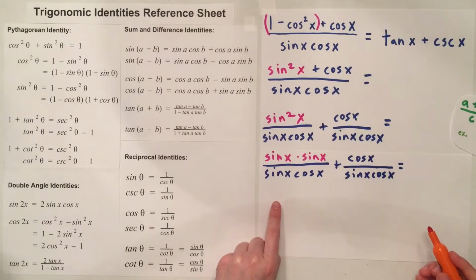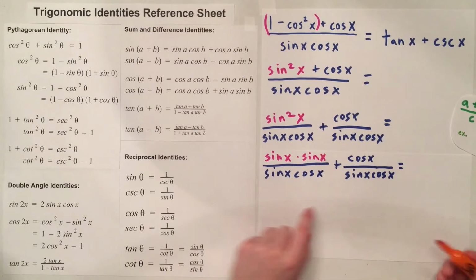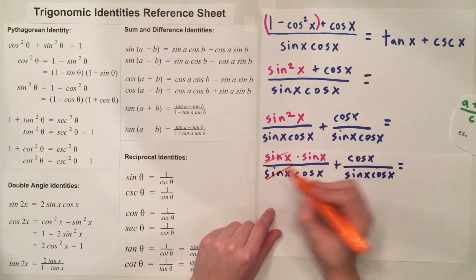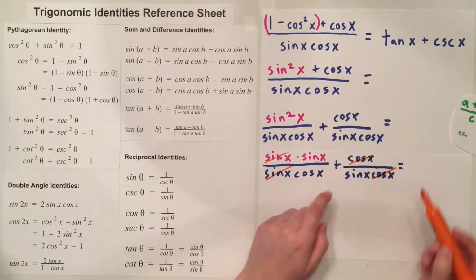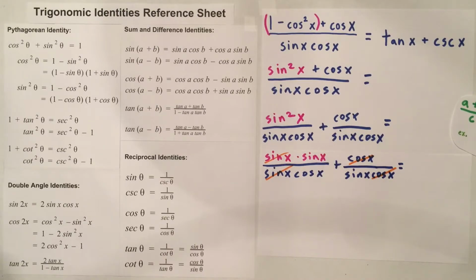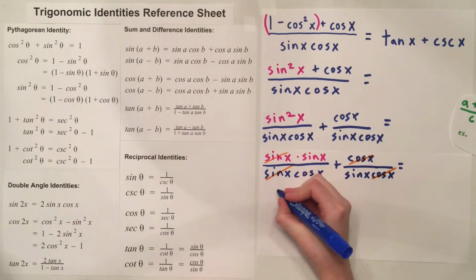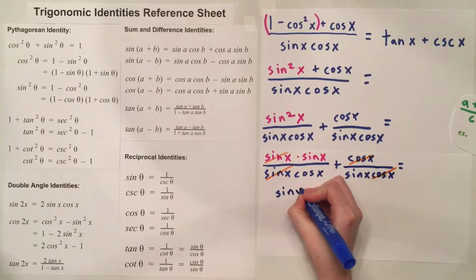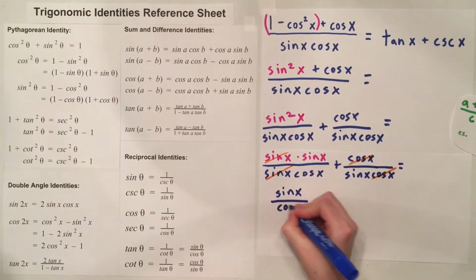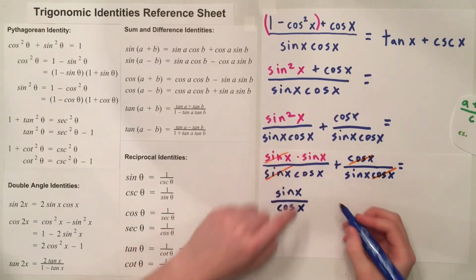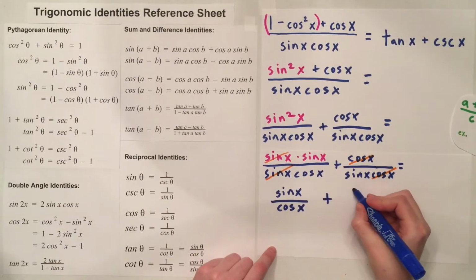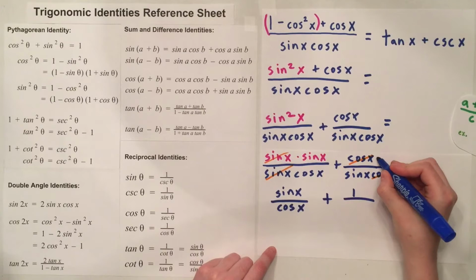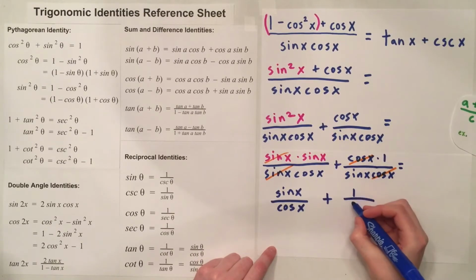So now, as you can see, we can cancel out a sine x from this part and a cosine x from this one. So that leaves us with sine x over cosine x that we brought down from there, plus this was canceled out, so it's just 1, because you could multiply by 1 in the numerator, over sine x.